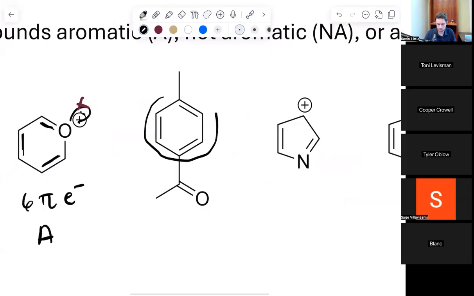This is just a benzene ring. We know this. It's got 6 pi electrons. This is aromatic. Even though there are other things coming off of it, I would still call this molecule aromatic.